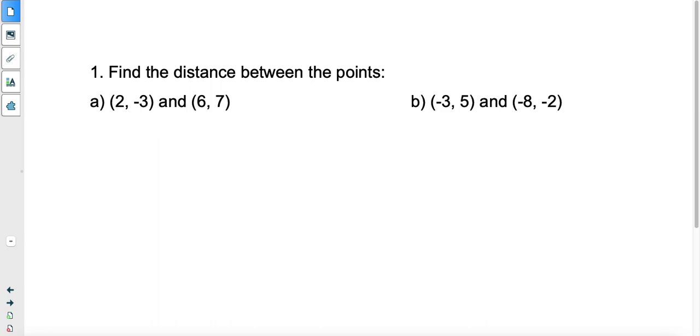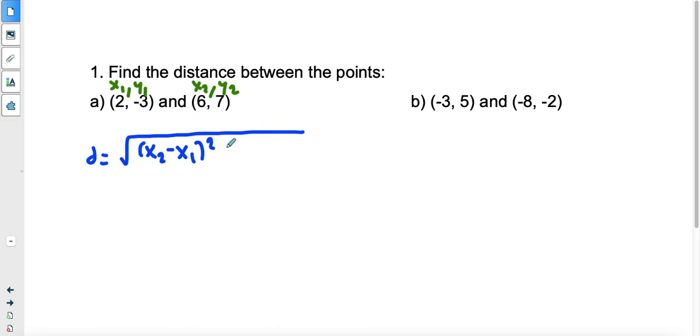In this example, I want to find the distance between the points (2, -3) and (6, 7). So I'll remember, I can label these points as (x1, y1) and (x2, y2). And now I can just use the formula we just learned: d is equal to the square root of the change in x squared plus the change in y squared.